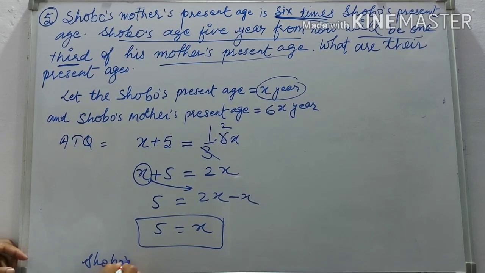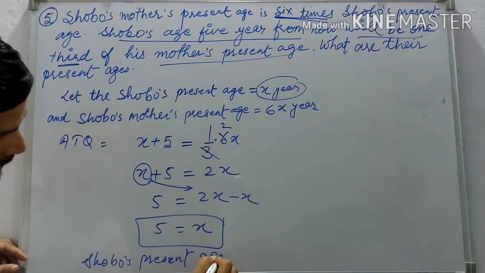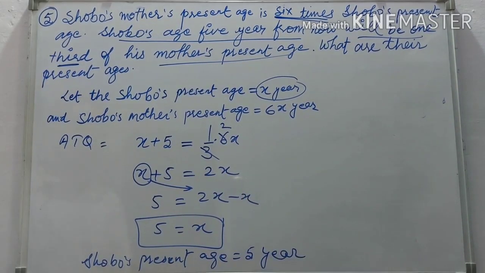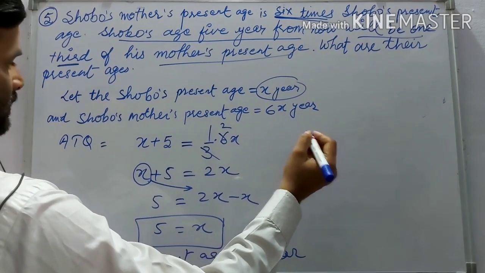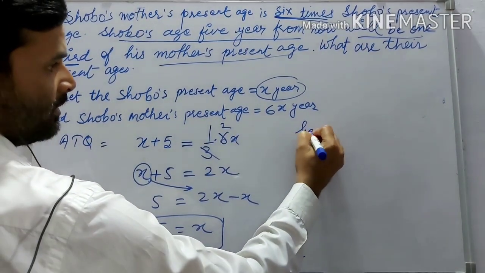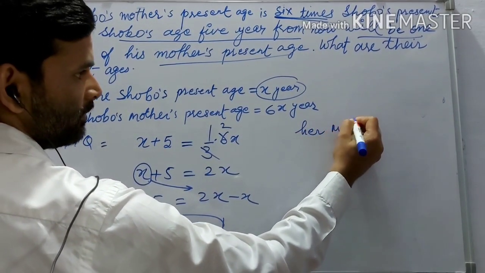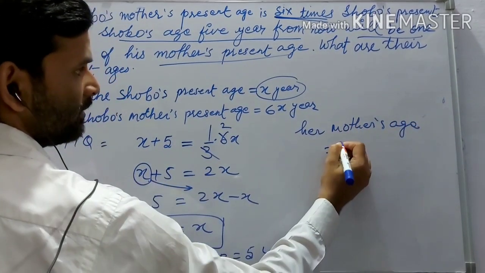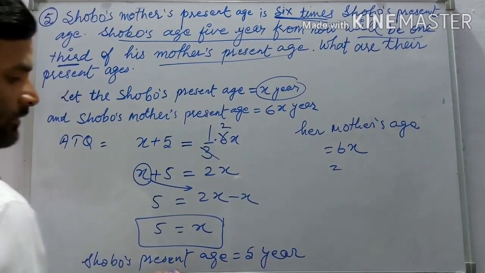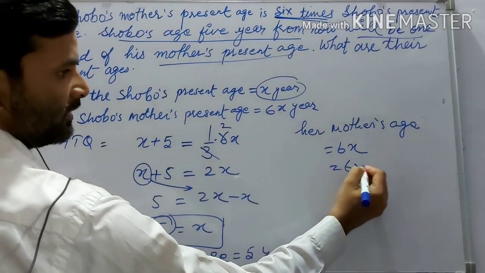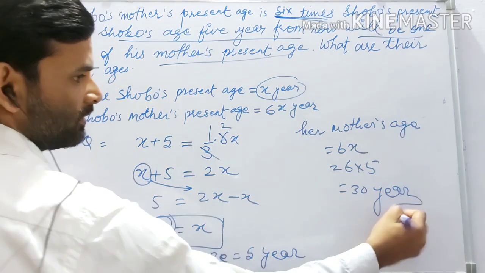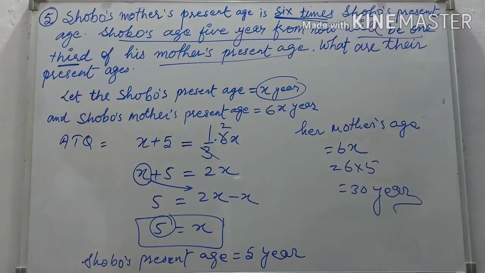So Shaboz's present age is equal to 5 years. Okay, and her mother's age is 6x, where the value of x is 5. So 6 into 5 is equal to 30 years. Okay, write it down.